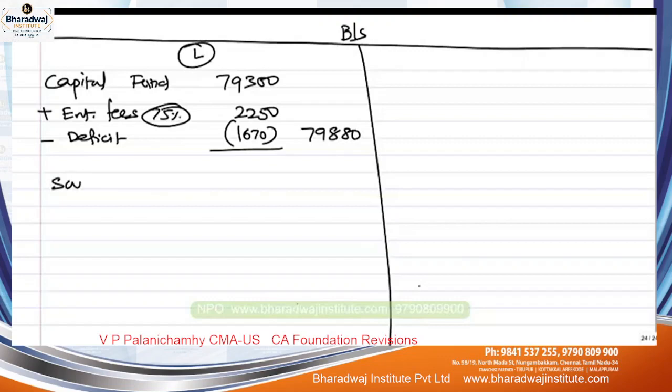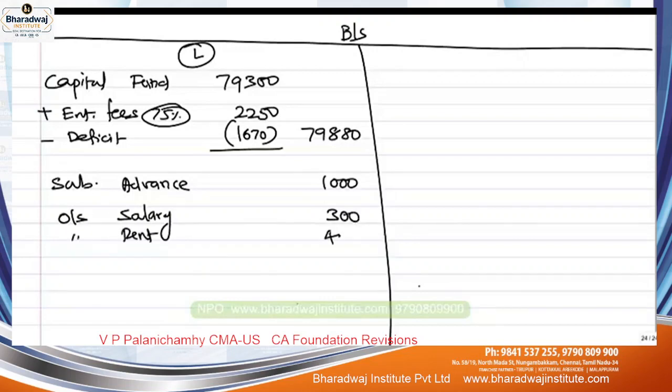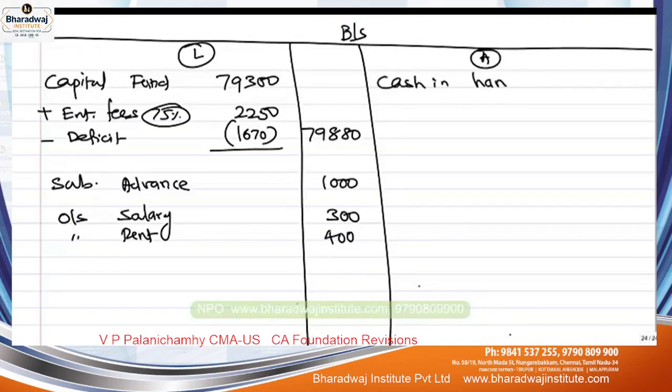Always any capital donation, legacies, entrance fees, all capital fund-la add pannum. Taniya kaadna it will be like an external liability. All reserve surplus should be added to capital fund. Subscription advance, outstanding salary, outstanding rent, ellathaiyum post pannunga. Advance subscription at the end of the year, salary outstanding, rent outstanding. Closing balance of cash 2000, that is 1130.